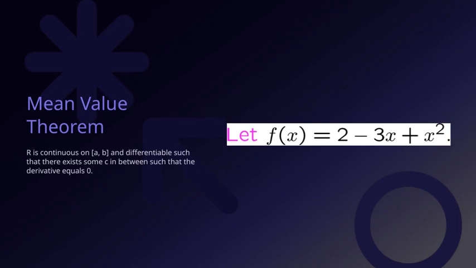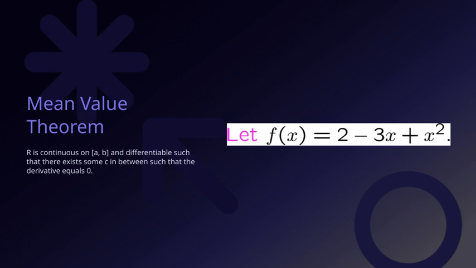Alright, so for this final slide, I want to highlight the core idea behind the mean value theorem. Essentially, if we have a function f that is continuous on the interval [a, b], and differentiable within that interval, then there's a point c somewhere between a and b where the derivative of f at c is 0. This means that at some point, the function's slope is flat, like a horizontal tangent line.